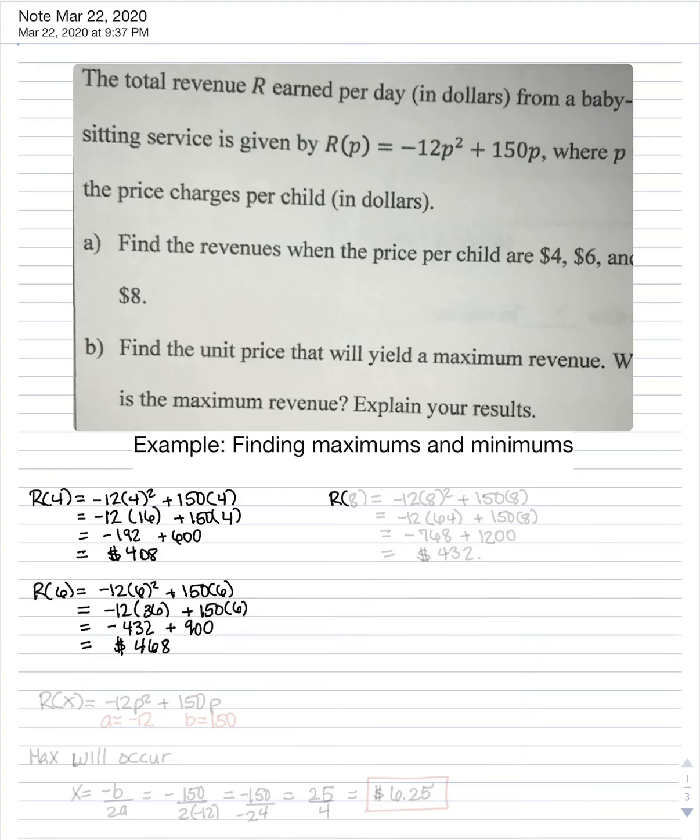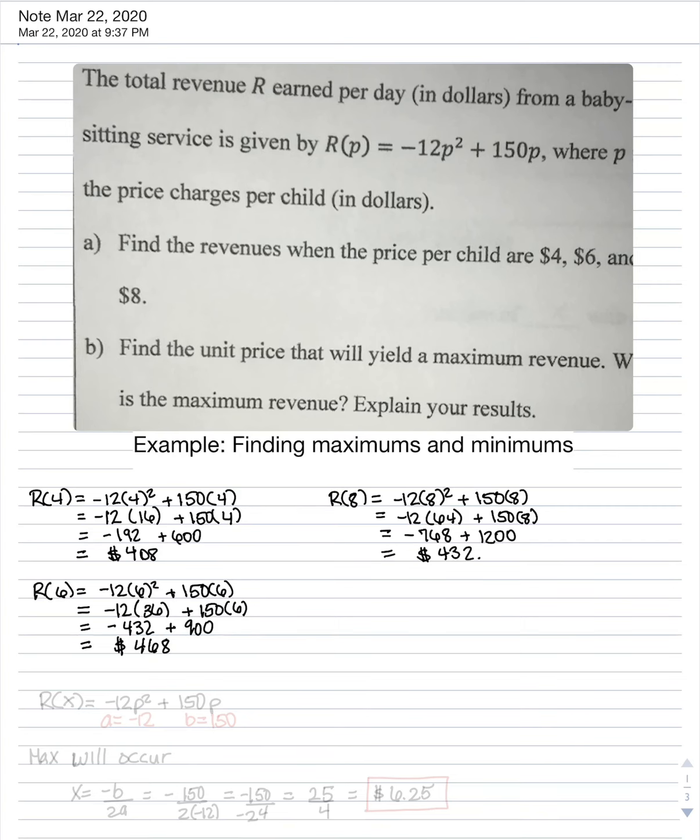And the last one, we'll move it up here. Our revenue when the price per child is $8 is equal to negative 12 times 8 squared plus 150 times 8, which is negative 12 times 64 plus 150 times 8. So then we get negative 768 plus 1200, which gives us a total revenue of $432.